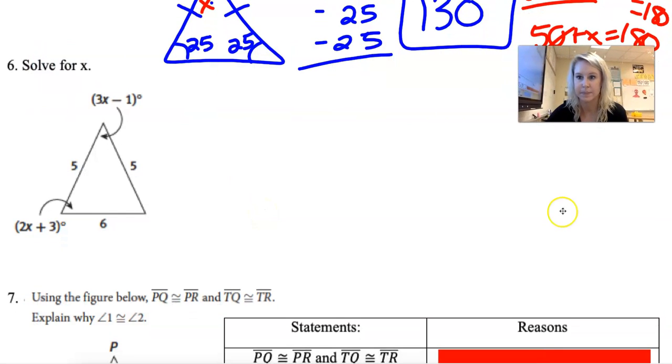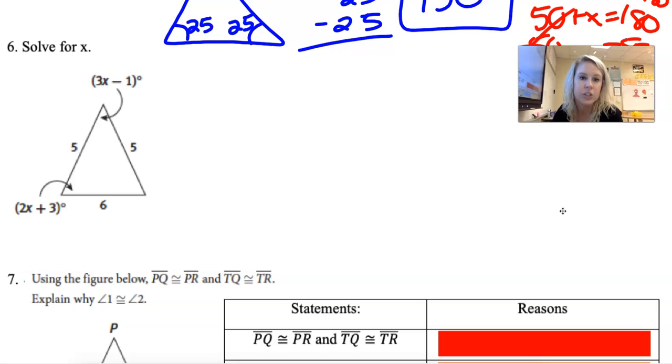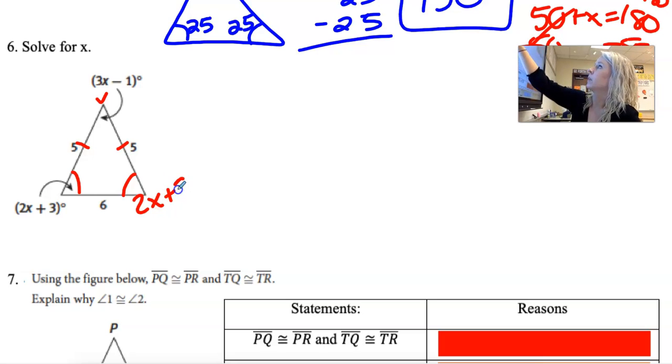All right. So number 6, I want to solve for x. The reason I know it's an isosceles triangle is because I have two legs that are the same. I have this 5 and this 5, meaning that my legs are the same. So I'm going to mark my base angles. Opposite of this side is over here, and the opposite of this side is over here. So these are my two base angles, meaning that this up here is my vertex. I need to find this missing angle, and if I know these are the same, I can copy and paste it over. So if they're the same, this one's also going to be 2x plus 3.